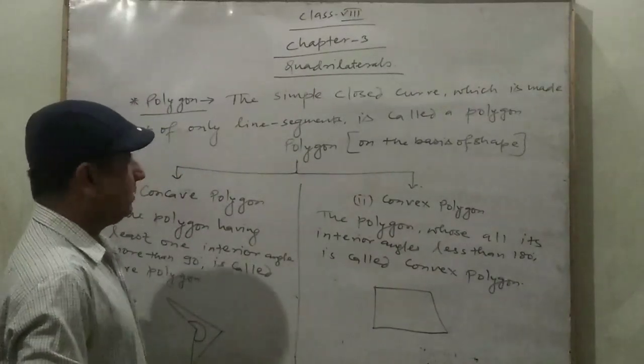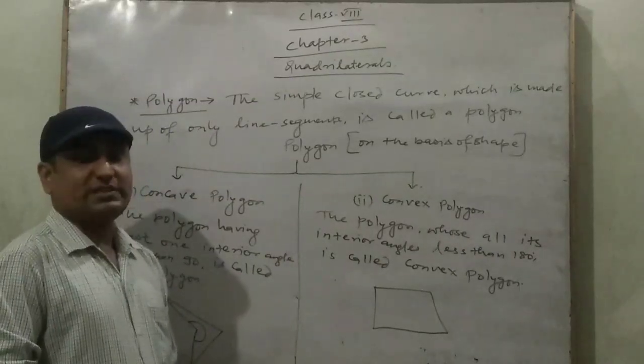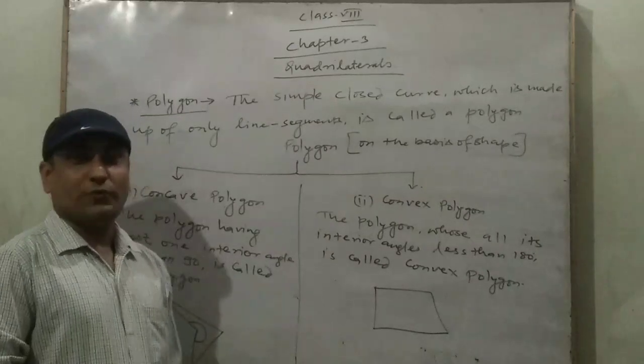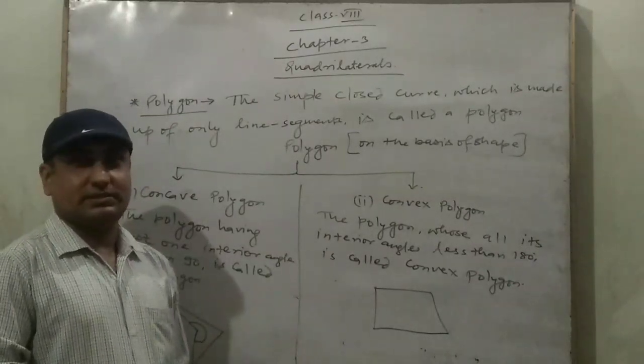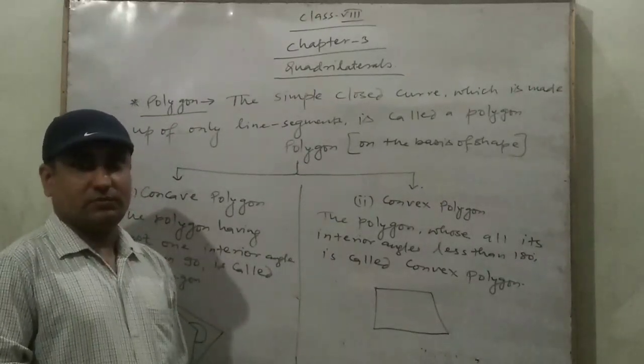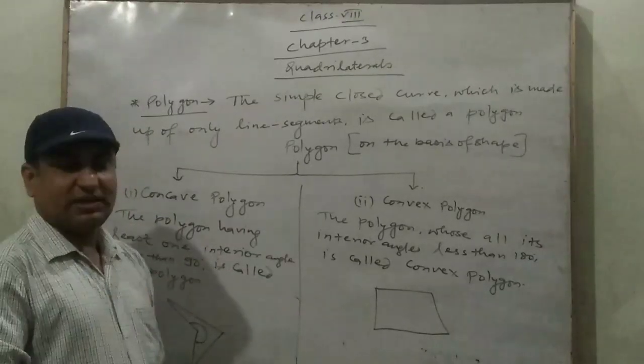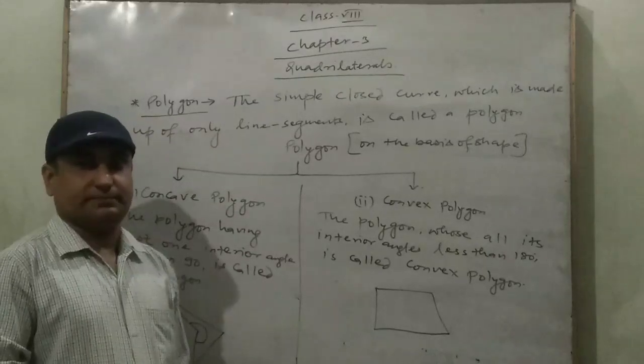And we have to start from polygons. What is a polygon? A polygon is a simple closed curve which is made up of only line segments. वैसा सिंपल क्लोज कर्व जो केवल लाइन सेगमेंट से मिलकर बनता है उसको हम लोग पॉलीगन बोलते हैं.